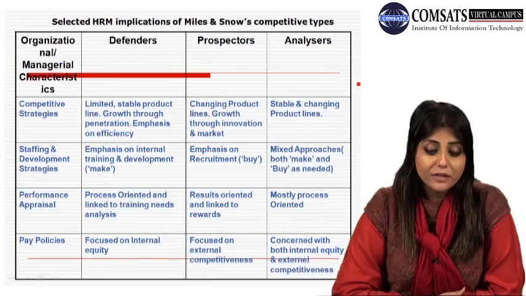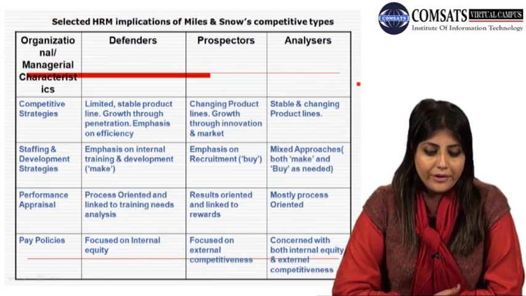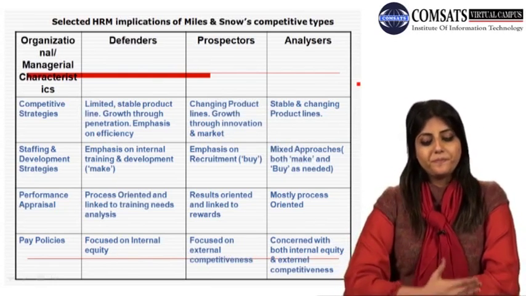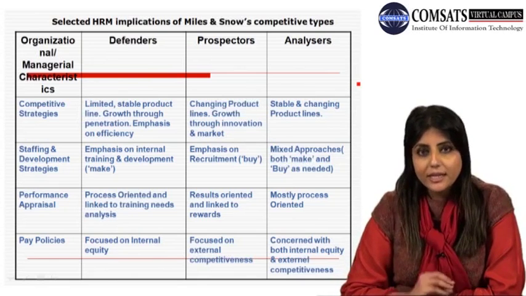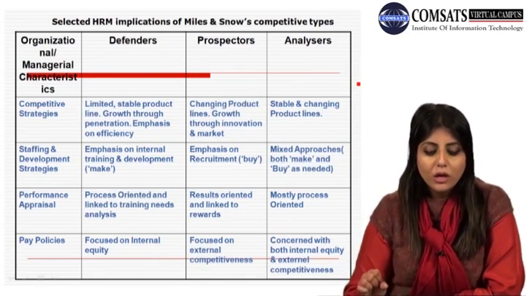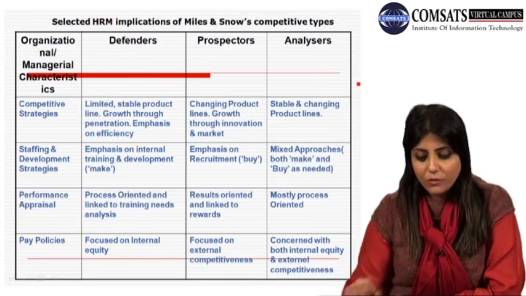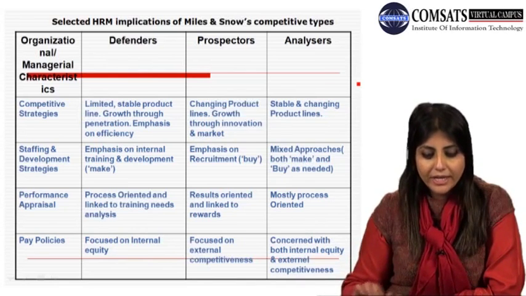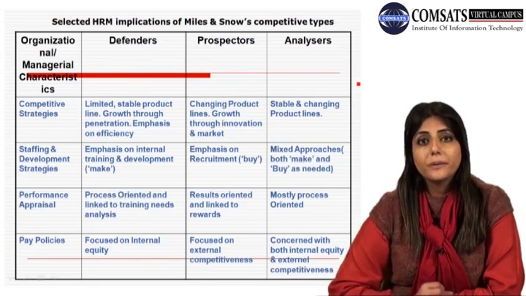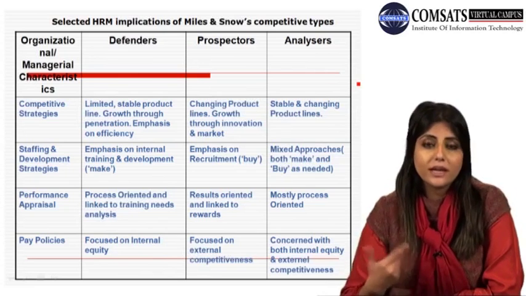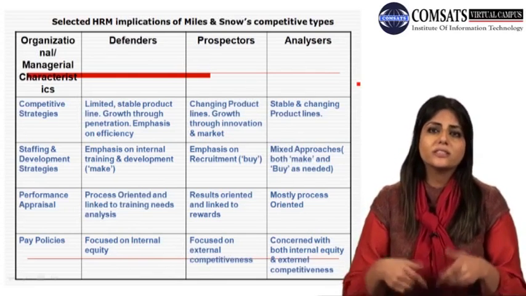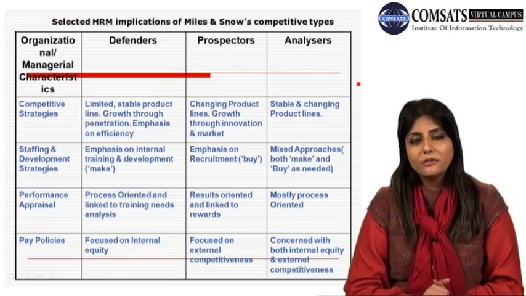So first we see that we have the defenders, right? Defenders are basically the firms whose competitive strategy is a stable, limited and stable product line. They are not too much into product diversification, a few products and a stable product line. So they want to grow through penetration. They want to grow with the same products, right? And then we have the emphasis on efficiency here, right? They want to produce at the lowest possible costs and higher productivity. They want to specialize in those products through economies of scale, standardization of products and penetration. These are the defenders, right?